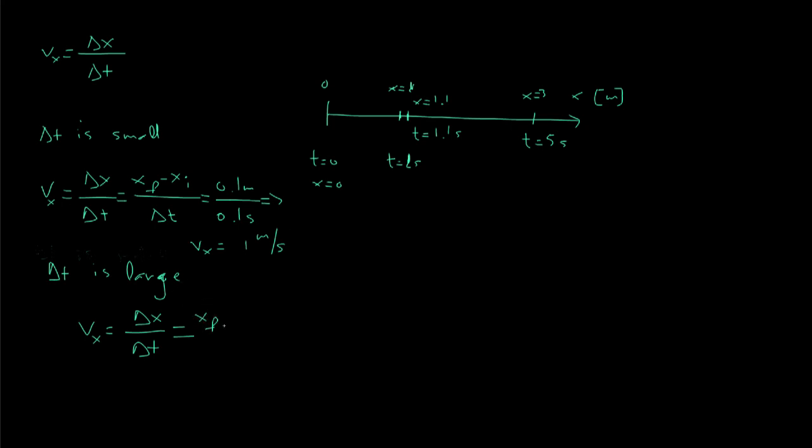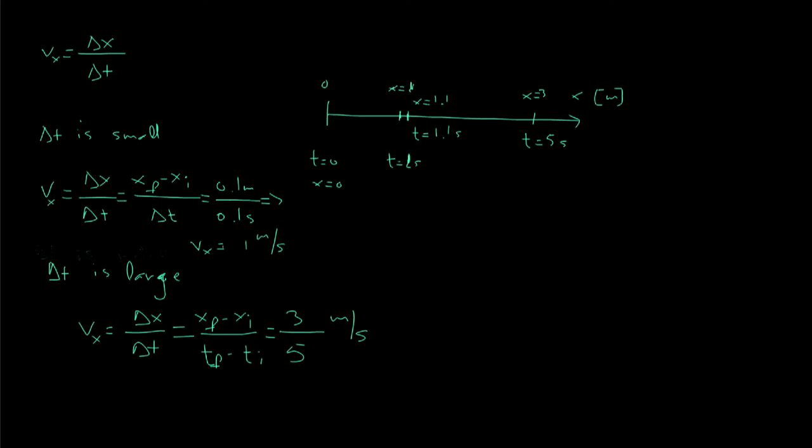So I still have x final minus x initial, and I have the same for time, t final minus t initial. My change in x now, x final is 3 meters, x initial is 0, so this ended up being 3. The change in time is 5 seconds, t initial is 0, so I have a 5, and these are meters per second. Now this is my average velocity from t equals 0 to t equals 5.